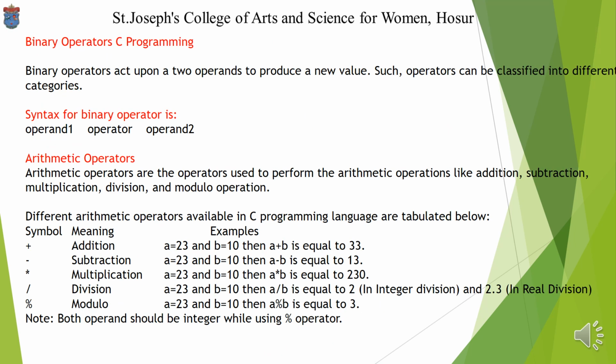Operators, what is meant by binary operators? So the operator acts upon two variables. For example, a plus b, so a and b are the operands. Okay, so we can use that operator as plus. So the plus is a binary operator.